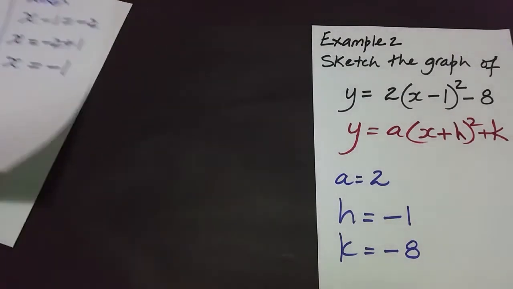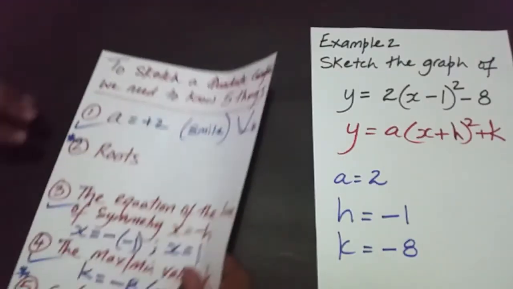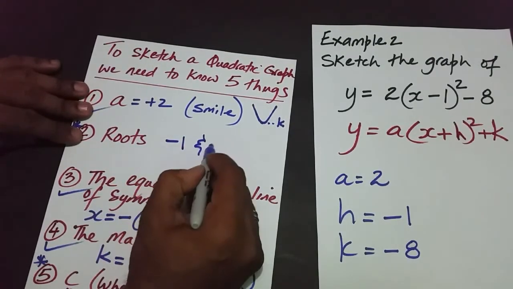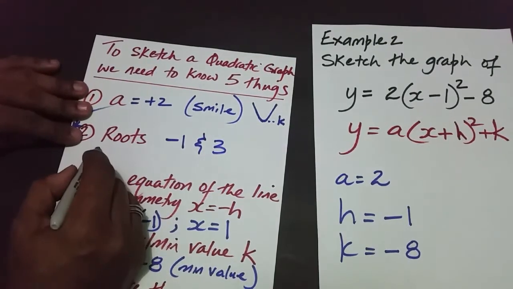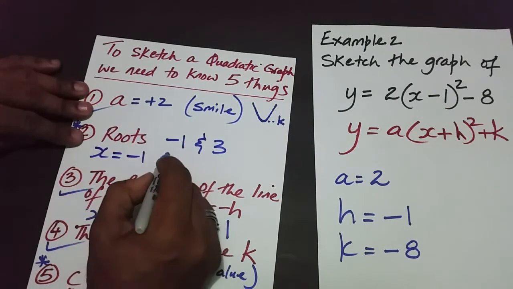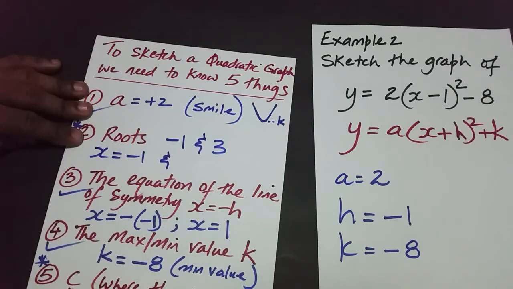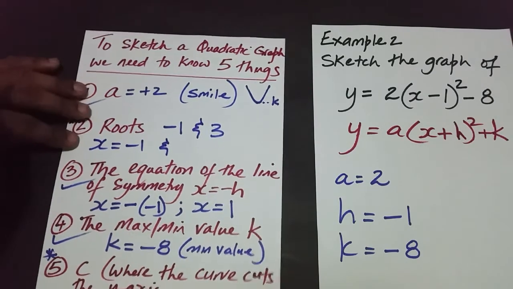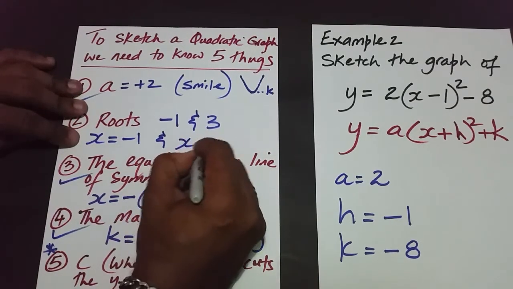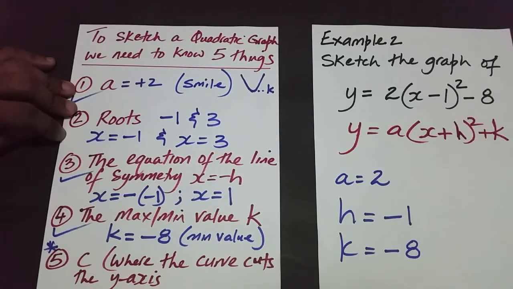So we found the roots, and we're almost there in terms of all the information that we need to get the graph. So the roots are negative 1 and 3, but just for emphasis, I'm going to put it this way so that we know that it's going to be on the x-axis. The roots are always on the x-axis. It tells us where the parabola cuts the x-axis. That's the significance of the roots. So the roots are negative 1 and 3, and we know that it's on the x-axis.